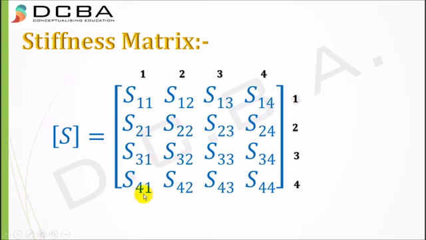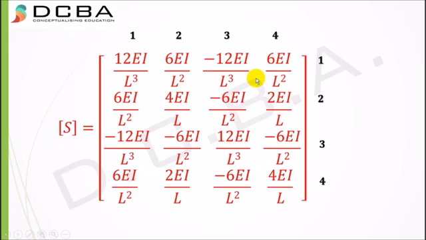As you can see, this is our first column, second column, third column, fourth column. This column was formed due to displacement by force 1. This column was formed due to displacement by force 2. This column was formed due to displacement by force 3. This column was formed due to displacement by force 4. Now let us substitute all these values. We get this final matrix.